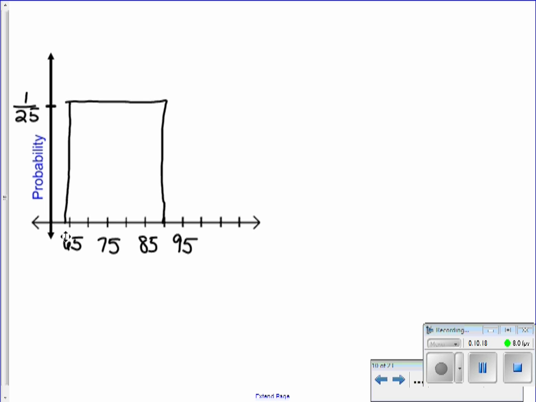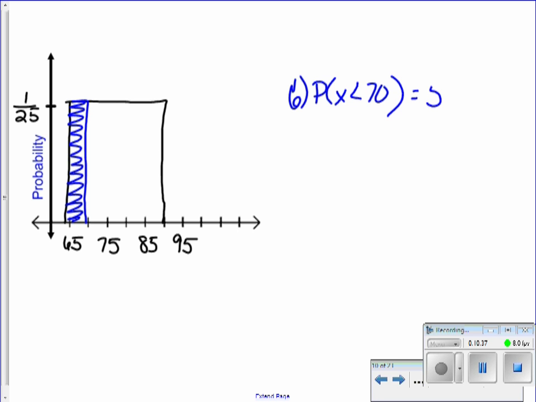So we move on to number 6. Find the probability the temperature was less than 70. So that, of course, would be from here over to 65. How wide are we? 5. And our height, of course, 1/25. So we have about a 20% chance. 5 times 1/25, that's 1/25. Divided correctly. Other questions on number 6?